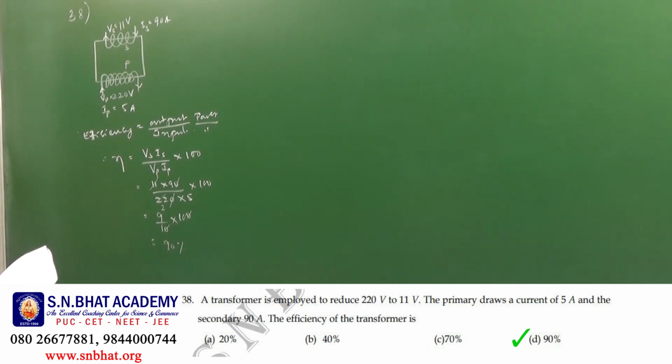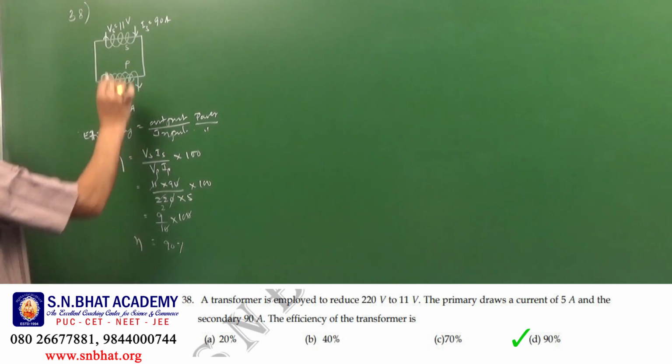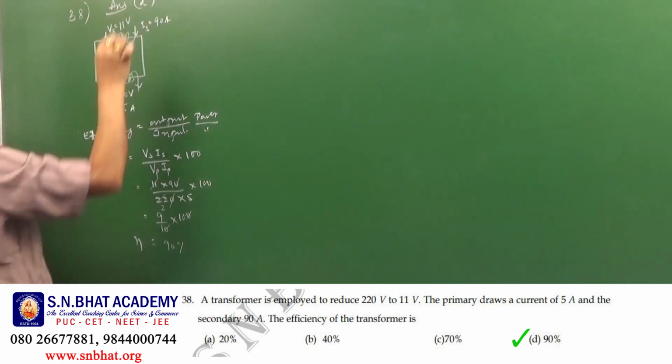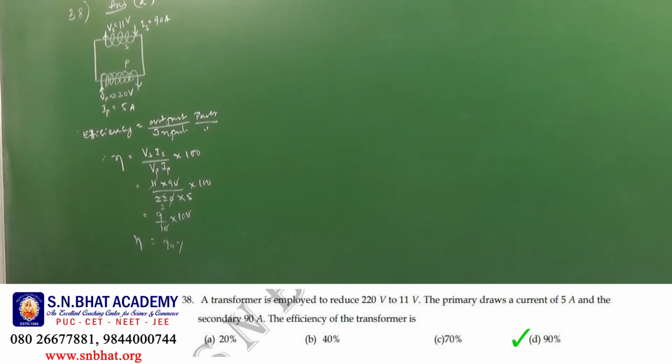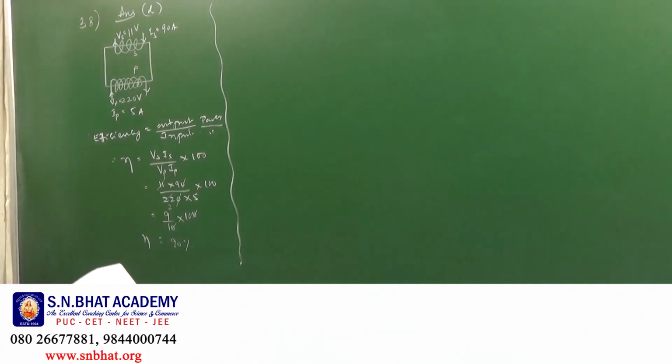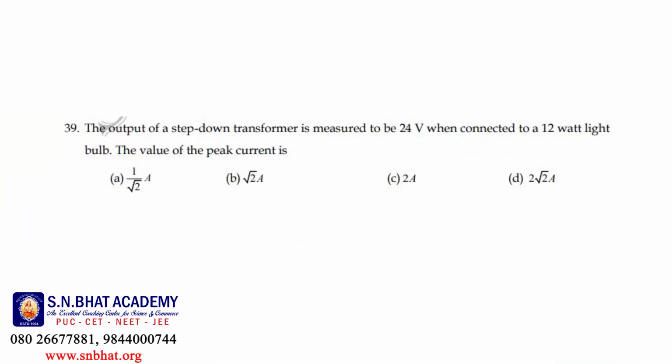So therefore the efficiency is 90%, and therefore the answer for this question is D. Remember this well, D is the answer. Okay, so it is question number 9. Sorry, question number 38. Now you come to question number 39.